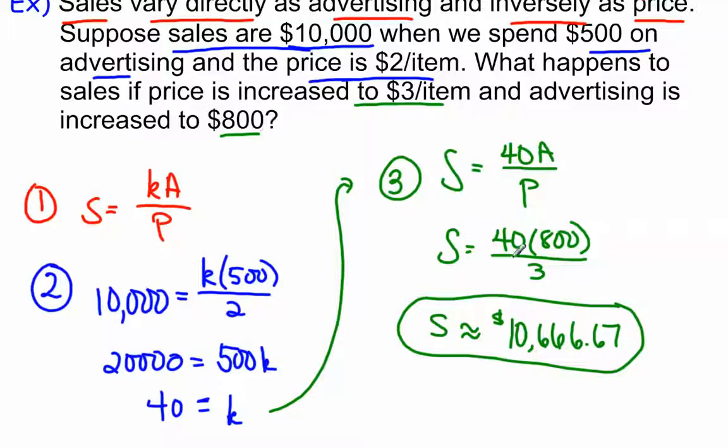Let's find out. You're going to put your 800 in for your A, your 3 in for your P. So we would do 40 times 800 divided by 3, and you get $10,666.67. Well, we've increased our sales, yes, but have we increased it enough to offset our increase in advertising? Sure enough, we've only increased our advertising $300, but our sales have increased over $600. So I think the boss would be happy.